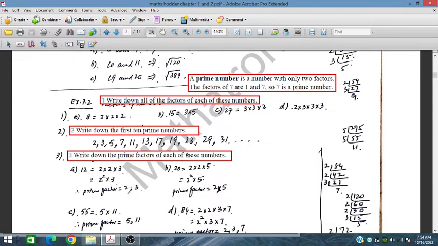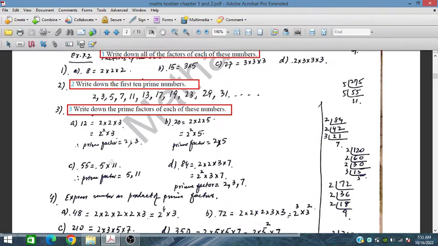Write down the prime factors of each of these numbers. This 12 can be written as 2 into 2 into 3. This is 4 into 3, so 12. So 2 squared into 3. 20 is equal to 2 into 2 into 5. It's equal to 4 into 5, which is 20. So 2 squared into 5. The prime factors of 12 are 2 and 3. Similarly for 20, we have seen that the prime factors are 2 and 5. For 55, similarly, the prime factors are 5 and 11.